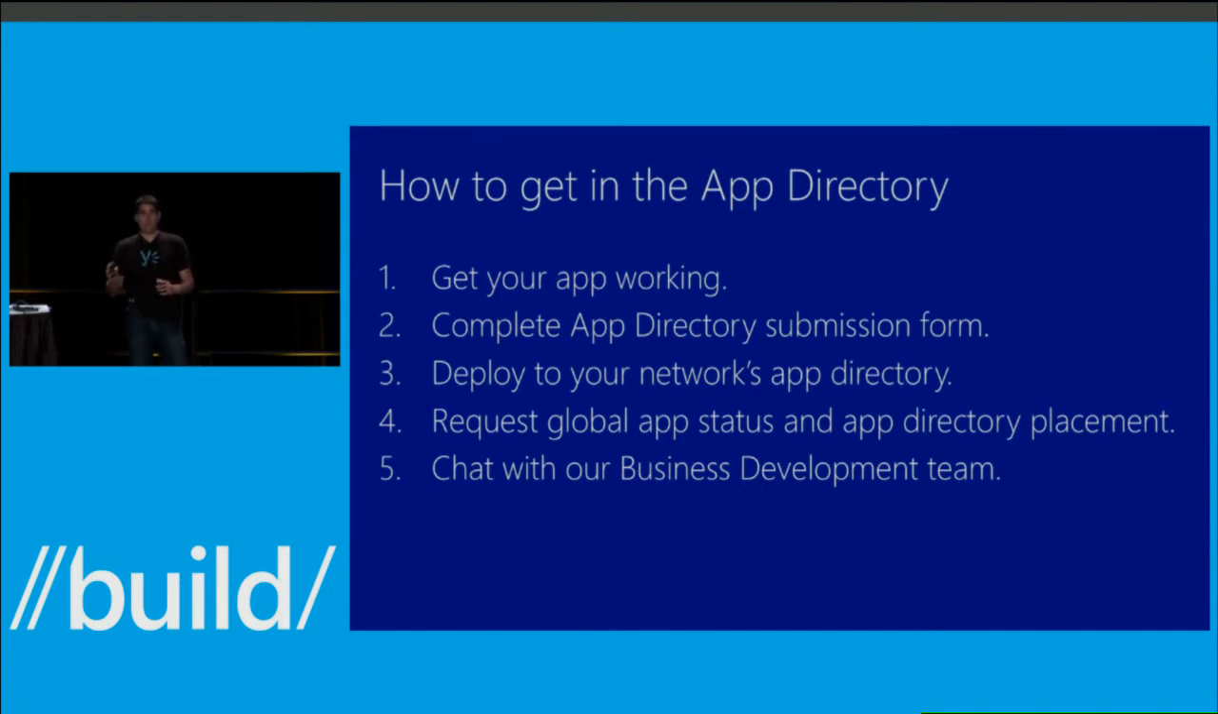Then you get to the point where you have to decide, do I need this to be global? Do I need to be able to market this app to everybody? And do I want it to be in every Yammer network's app directory? If the answer is yes, then you have to do steps 4 and 5, where you go into your app settings and you click a button that requests us to review it, and then we reach out to you and we review it and then we approve it.